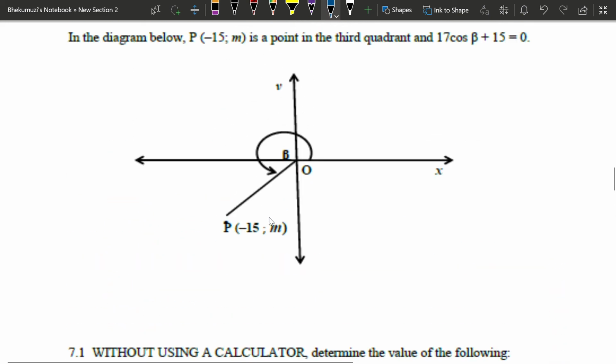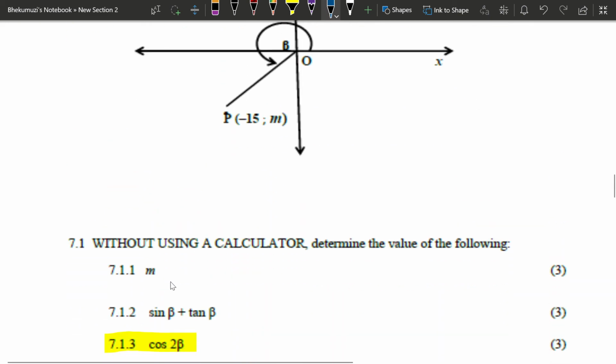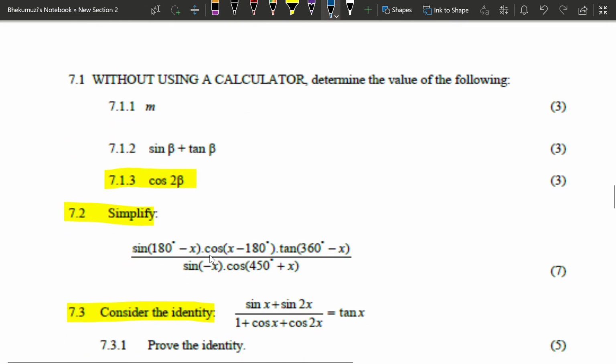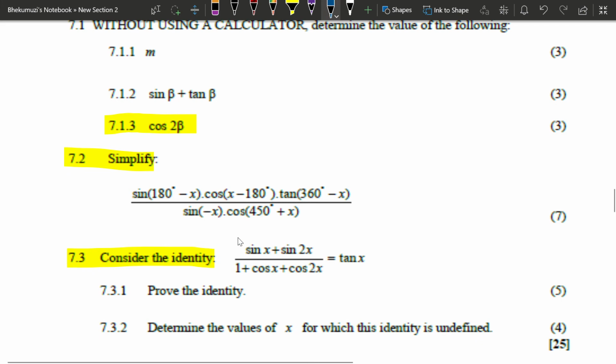The first thing that you always need to think of, which we will do in the following first question, is to find all the necessary values. So without using a calculator, determine the value of m and sine beta plus b. The ones that are marked with yellow, I'd like for you to stop the video and try on your own, okay?